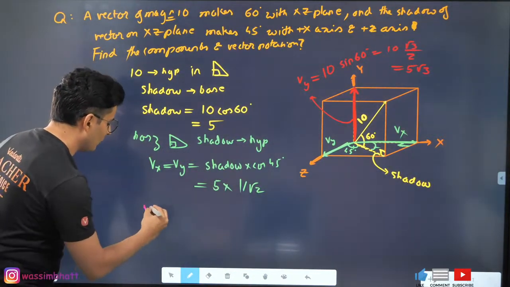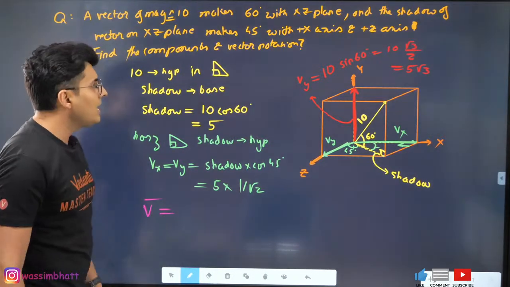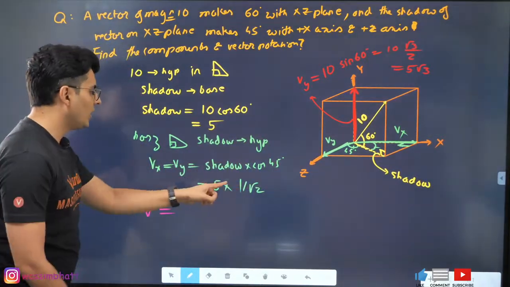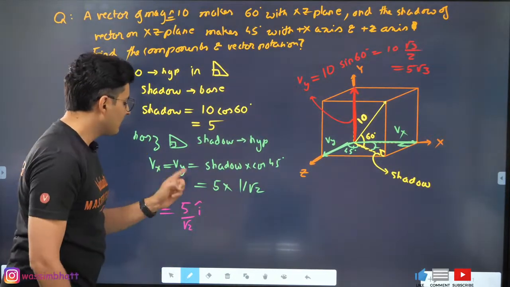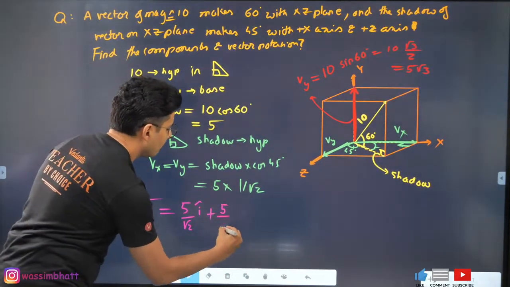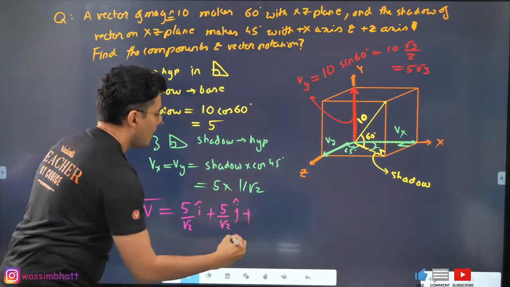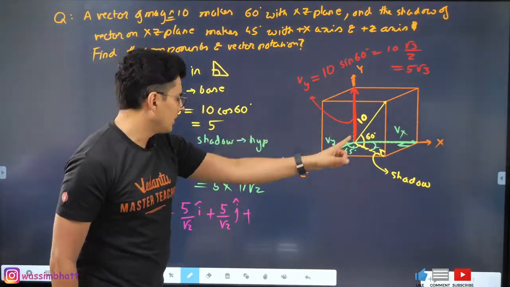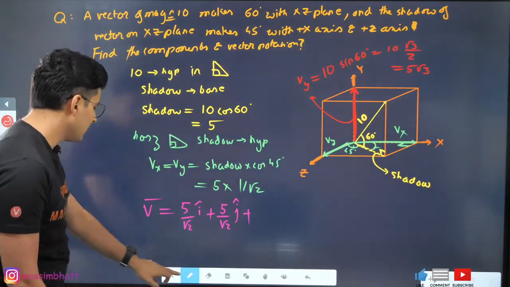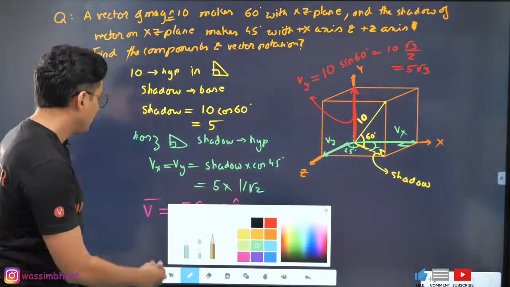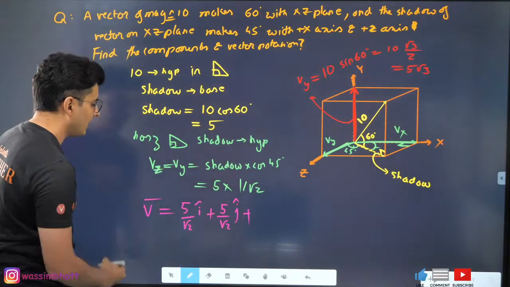Hence my final answer will be V bar equal to, what is the x component? It is 5 by root 2 i cap. What is the y component? That is also 5 by root 2 j cap. And what is the z component? Vx, and this was Vz. I'm so sorry guys. This was supposed to be Vz. So sorry.